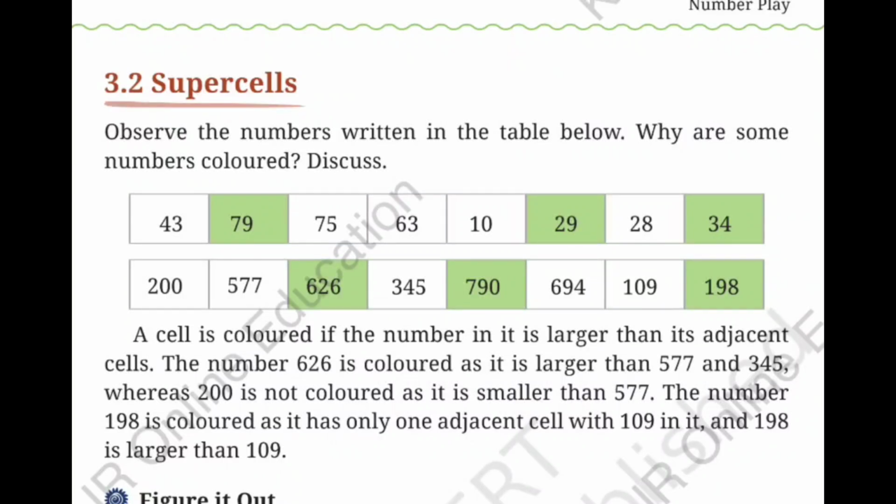Cells. Observe the numbers written in the table below. Why are some numbers colored? Discuss. So they are asking you why these numbers are colored. Can you give me an example like that? They are asking, can you explain?